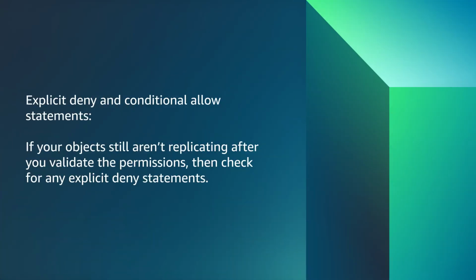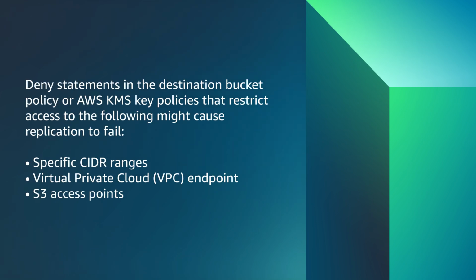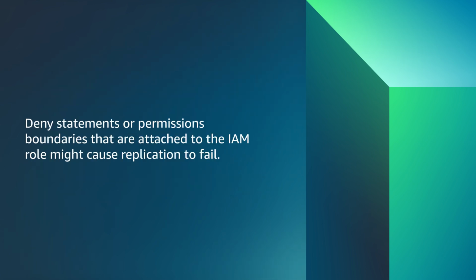Explicit deny and conditional allow statements. If your objects still aren't replicating after you validate the permissions, then check for any explicit deny statements. Deny statements in the destination bucket policy or AWS KMS key policies that restrict access to the following might cause replication to fail: specific CIDR ranges, VPC endpoints, S3 access points. Deny statements or permissions boundaries that are attached to the IAM role might cause replication to fail.